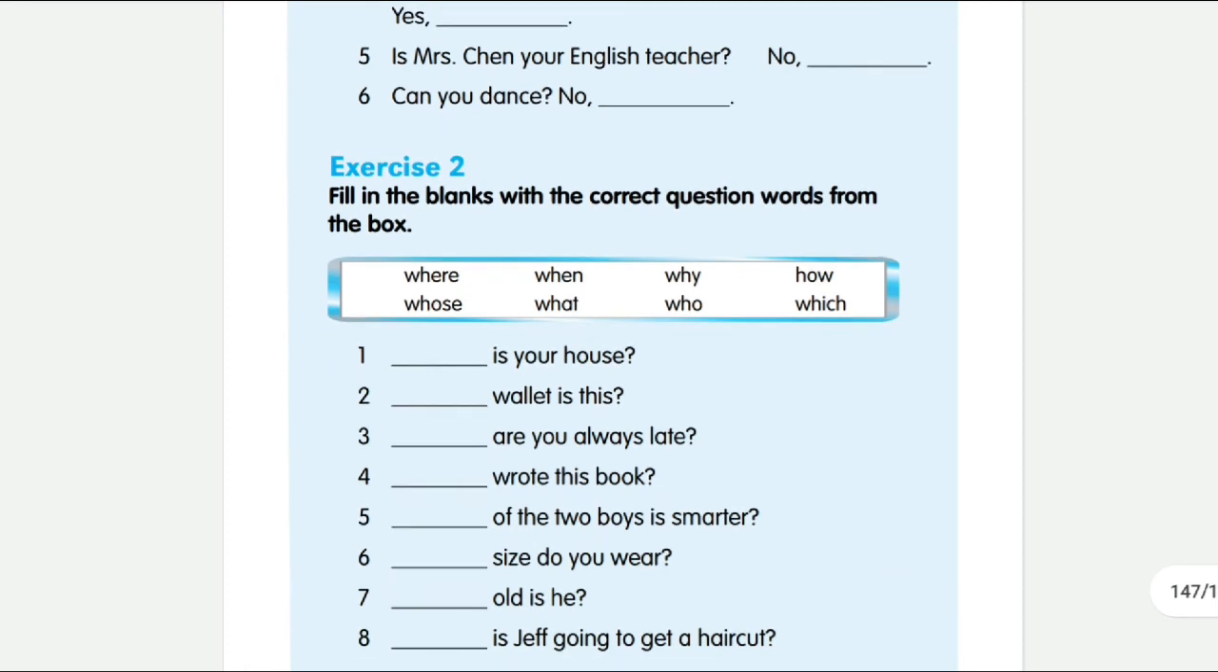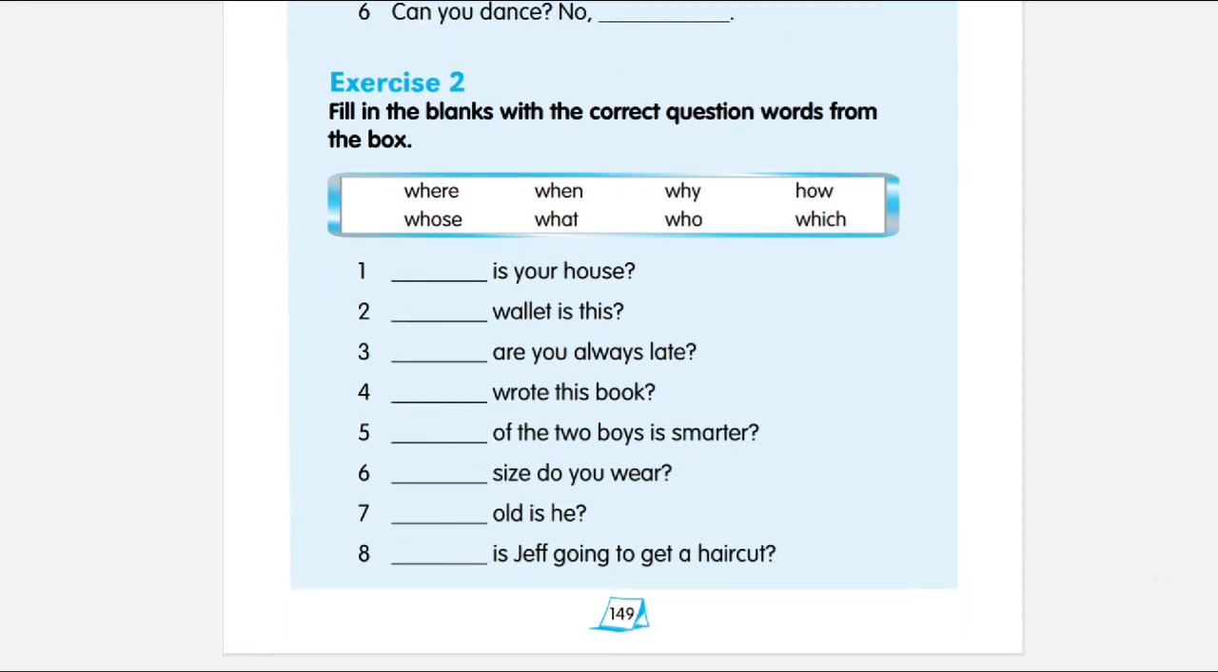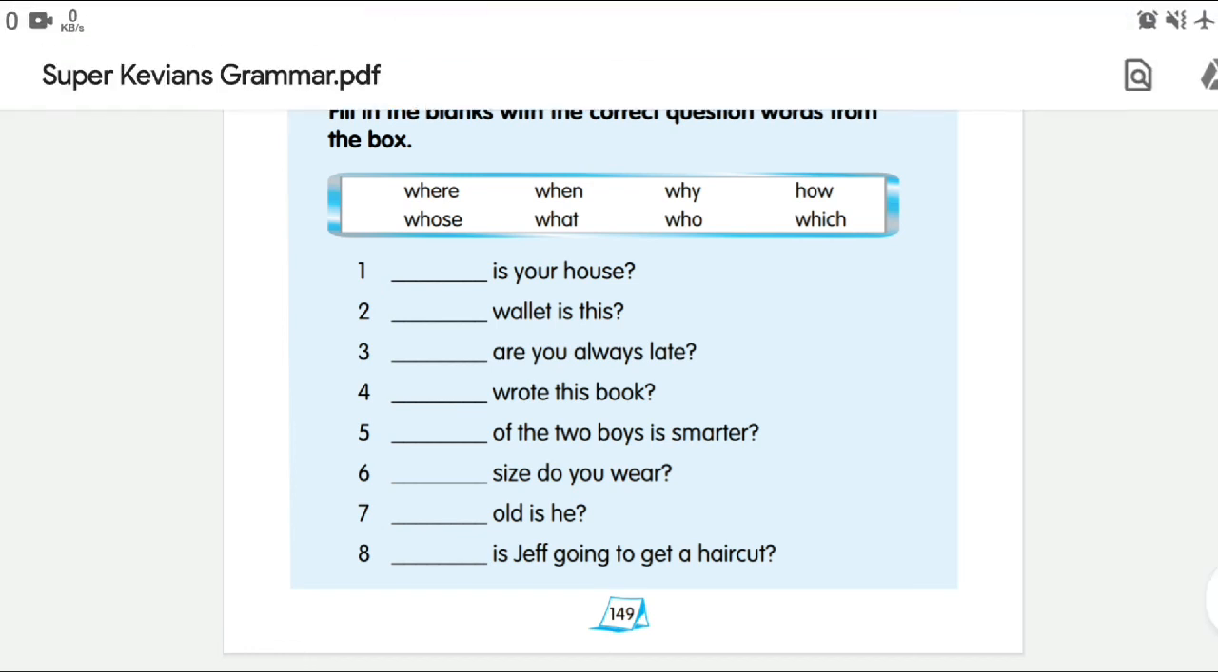And exercise 2 is about filling the blanks with WH words. Dash is your house. So let me do it for you. Dash is your house. Where is your house? Dash wallet is this. Which wallet is this? Dash are you always late? Why are you always late?